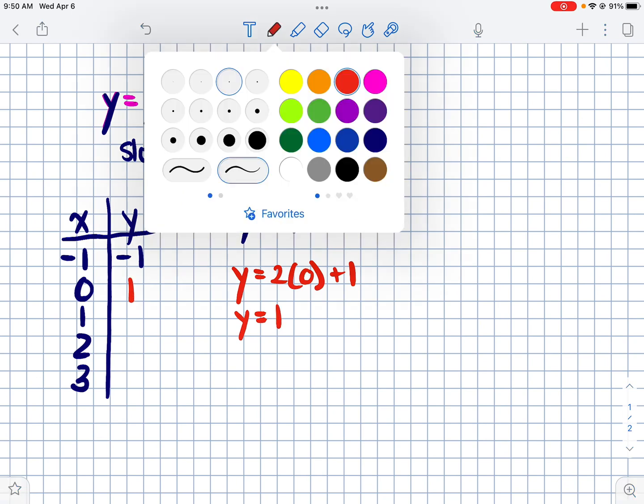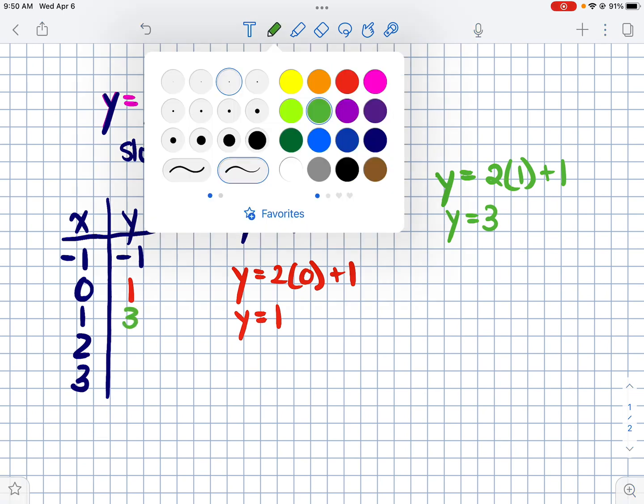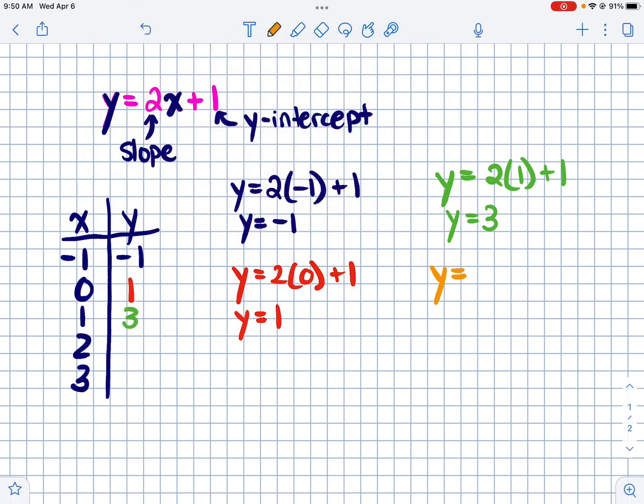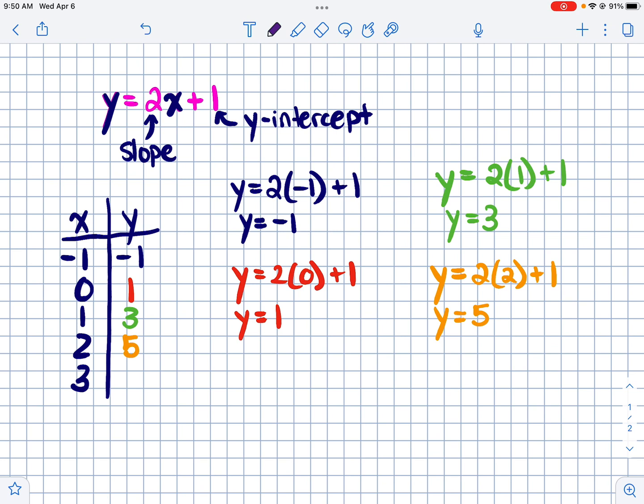Let's try another one. Let's try an input of 1. So 2 times 1 plus 1. So y would equal 3. And another one. Let's put an input of 2. So 2 times 2 plus 1. So y would equal 5. And last one. Input of 3. Y equals 2 times 3 plus 1. So y would equal 6 plus 1, so 7.